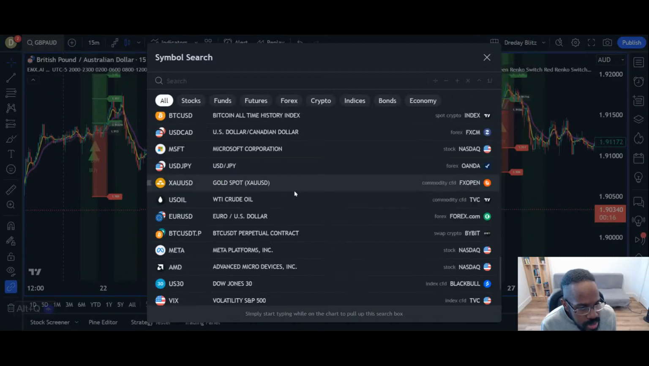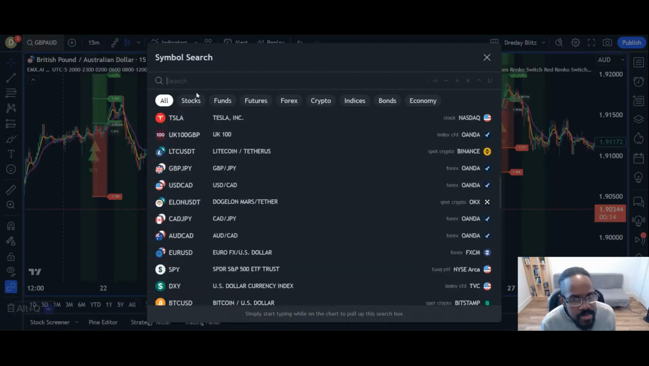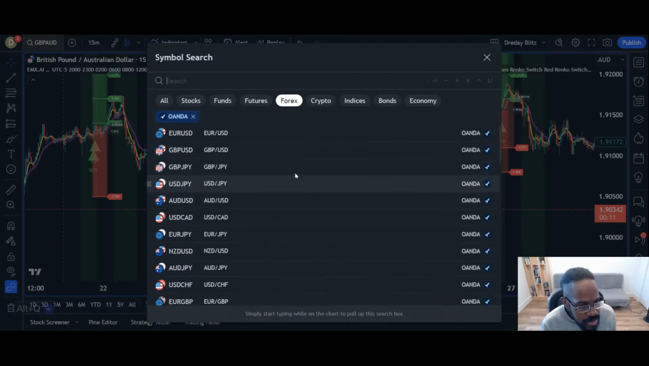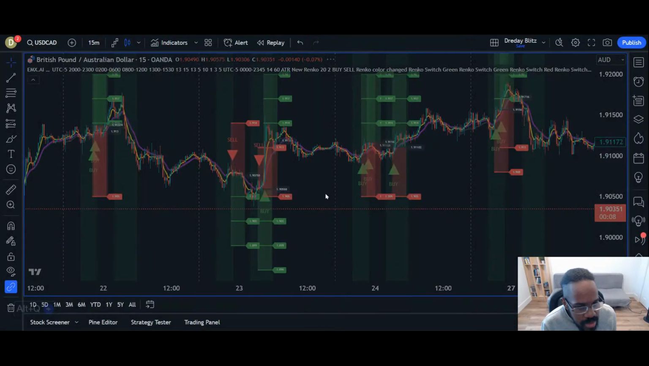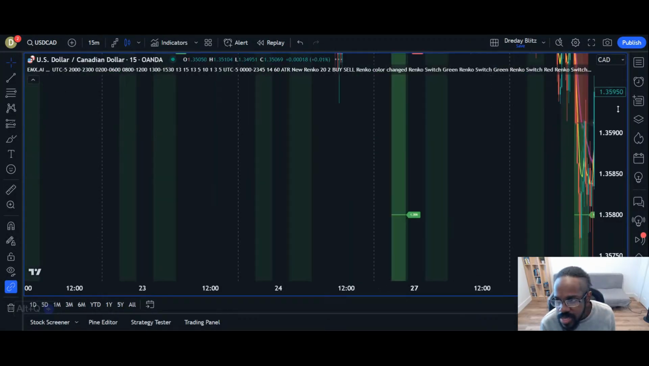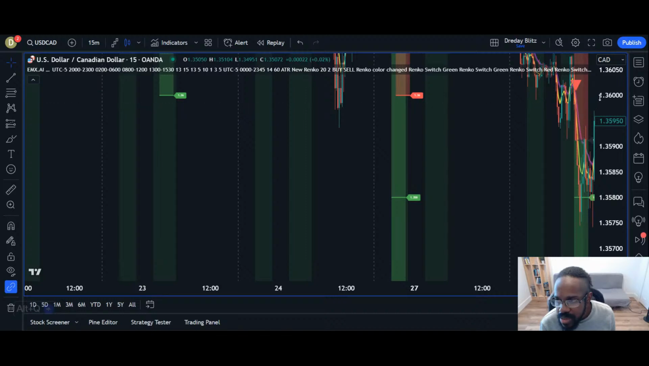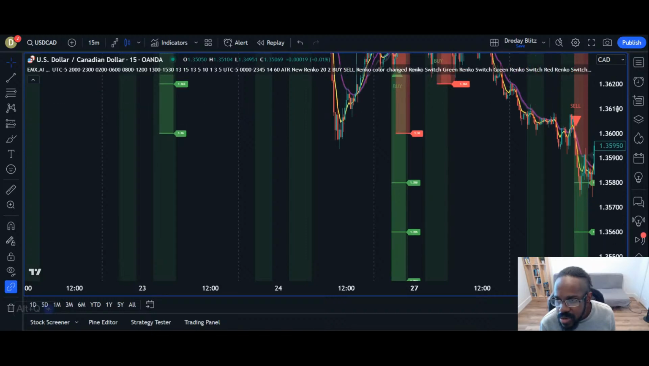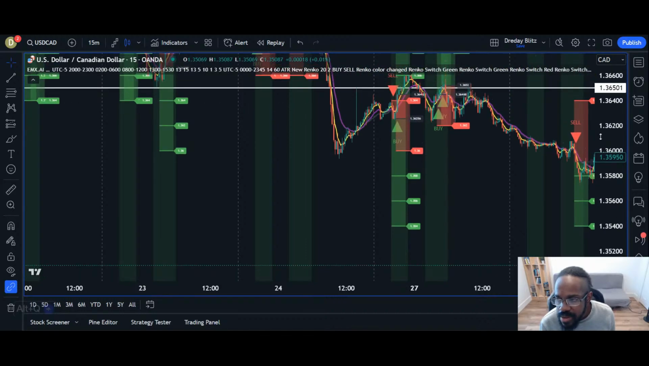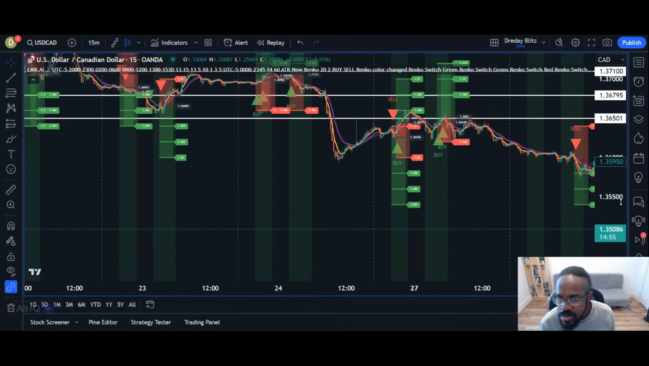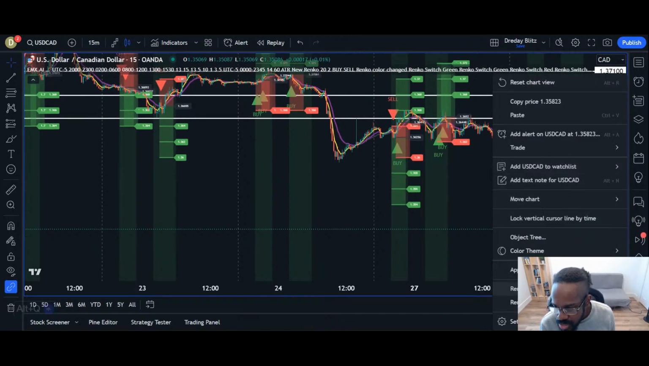Let's go on Forex pairs and see what we had. Let's look at the USD CAD. Not a pair that I like a lot, but you can have some opportunities to get in on a few trades.